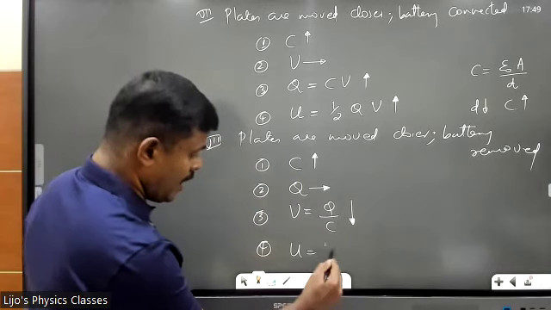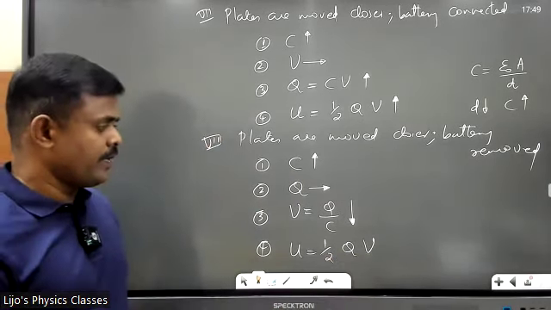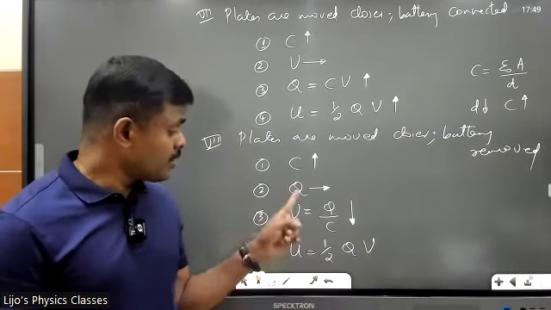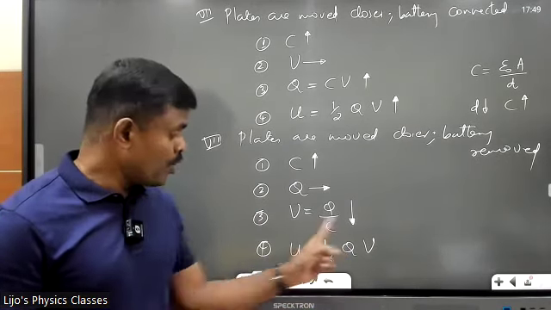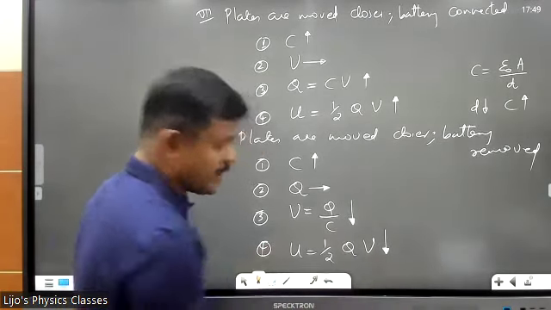Energy is half QV. Half is a constant. Q is a constant. V decreases. V decreases means energy also decreases.